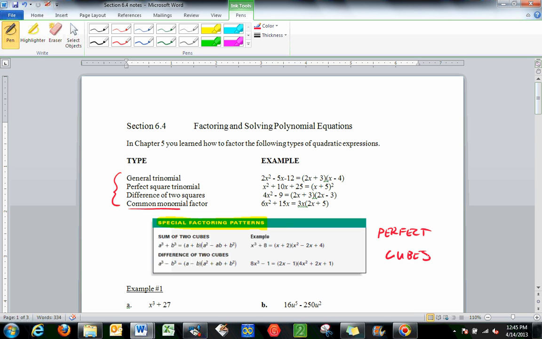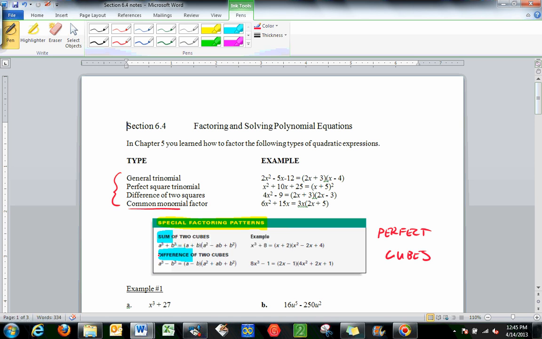Now, let's take a look at the two patterns. If you notice, in quadratics, when we had squares, we only had a difference of squares. Remember, we did not have any sum of squares pattern, but in cubes, we actually have both. So we have a sum of cubes and we have a difference of cubes. Now, you need to pay real close attention that we have a perfect cube on the first value and a perfect cube on the second value, but the signs are very important.